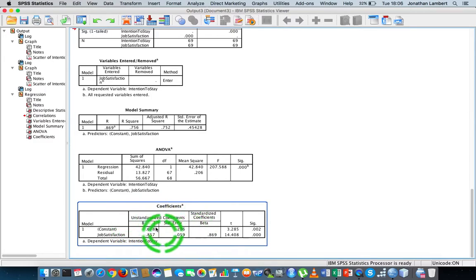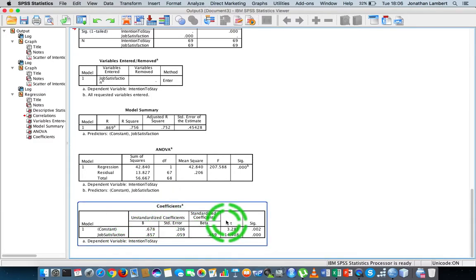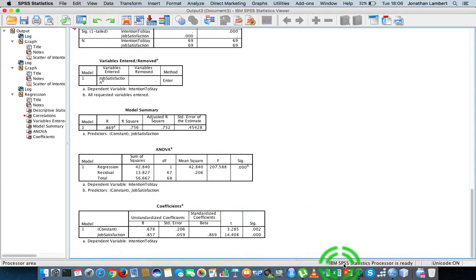But really what we're interested in are these coefficients here. So what I have is two numbers here. I have the constant term. The constant is 0.678, and job satisfaction is 0.857. So let's have a look at that from an equation perspective.